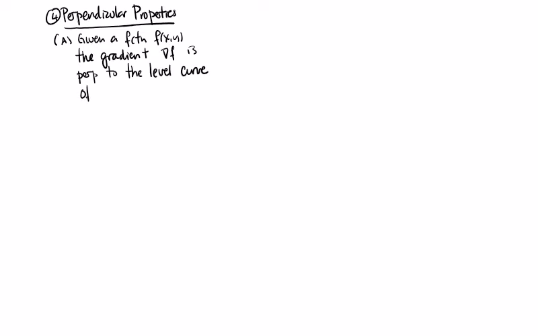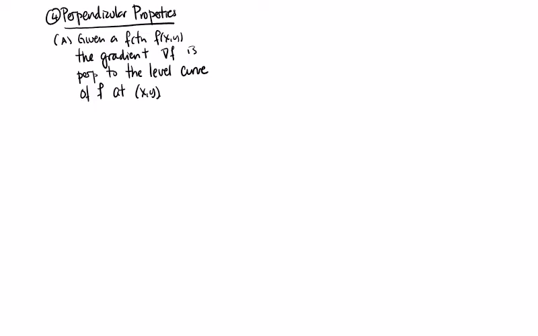So A says the following. Given a function f of x, y, we just learned that the gradient points in the direction of maximum increase, but something else is true about it. This is perpendicular to the level curve of f at x, y.